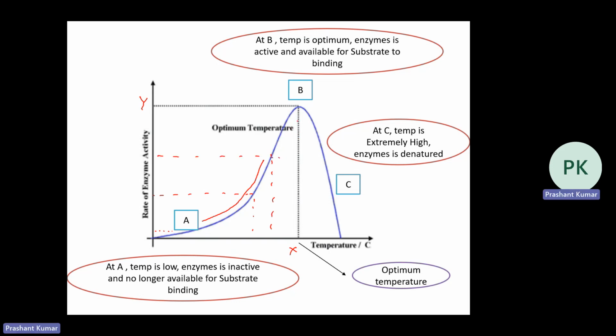And the best temperature at which the enzyme was fully working was this point, where the activity is high. Beyond this point, suppose we are here at 40, and after that the temperature is increasing, 50, 60, right? So the enzymes are getting denatured. So C is the point where the temperature is high and the enzyme got denatured.